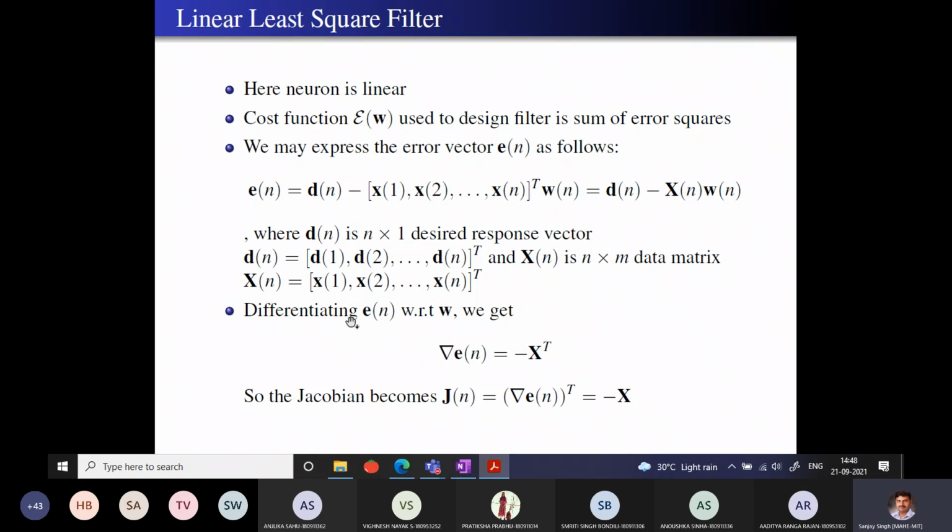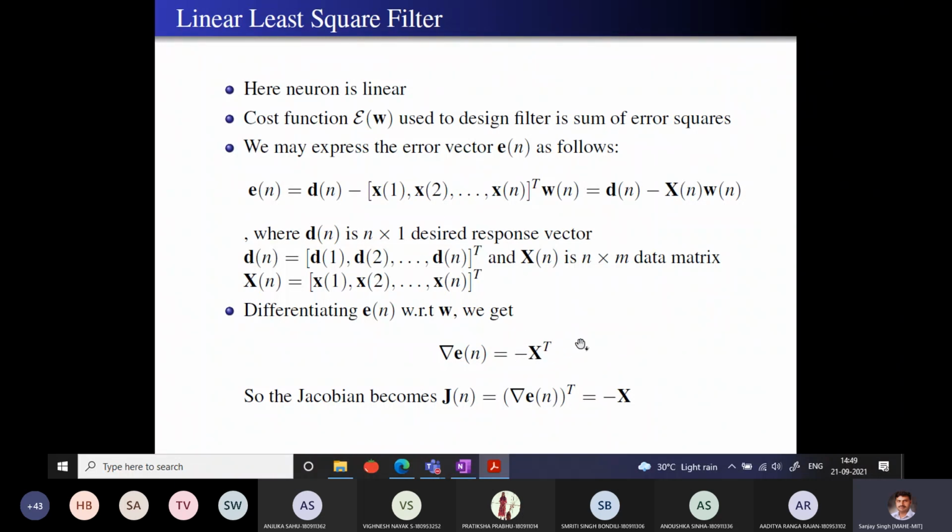And when this is there, we are differentiating with respect to w n, because d is known to you, x is known to you from the training data itself. What is left is basically that e depends on the w only. So we are differentiating with respect to w. When I differentiate this particular equation with respect to w, comes minus x t.